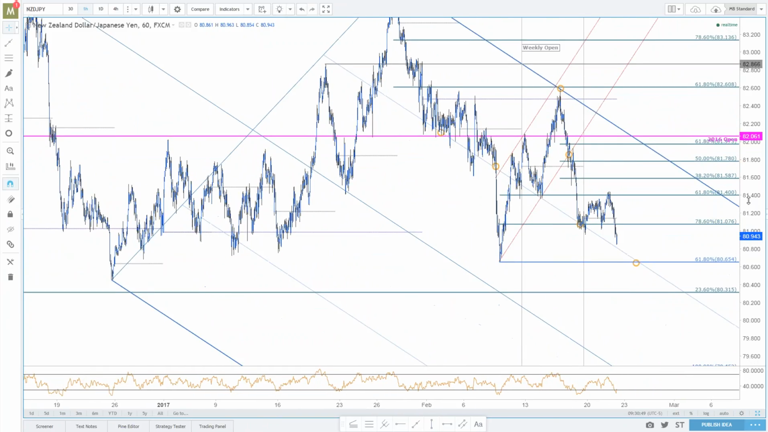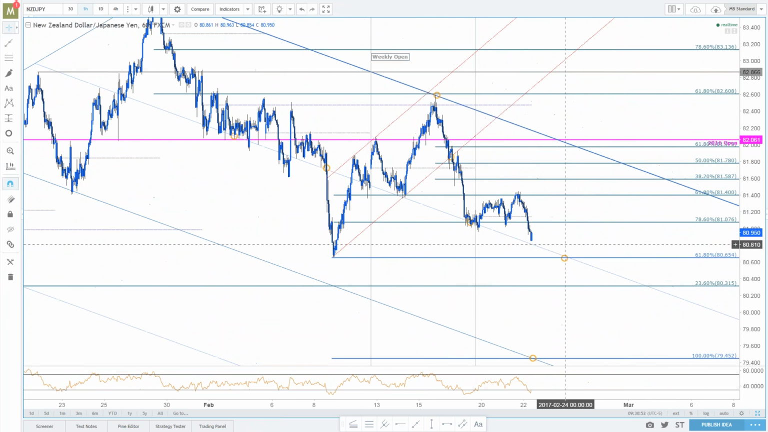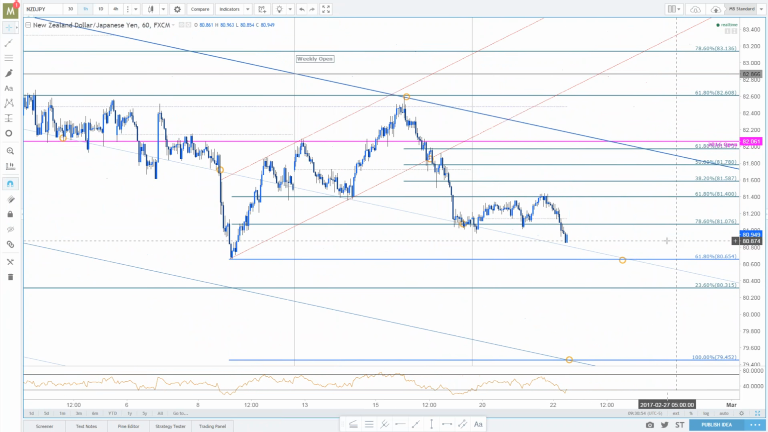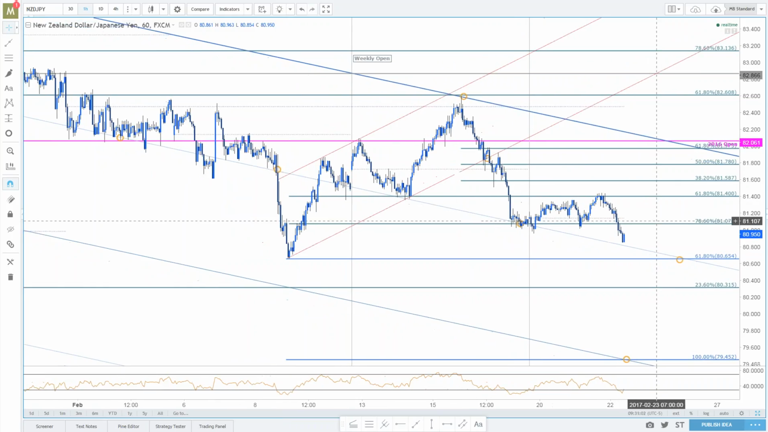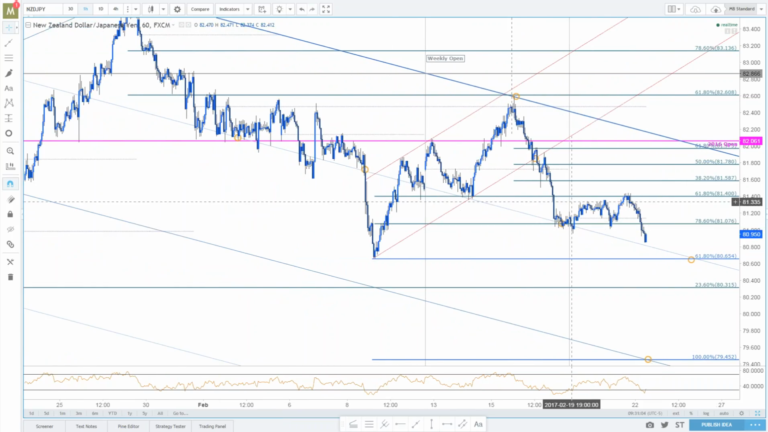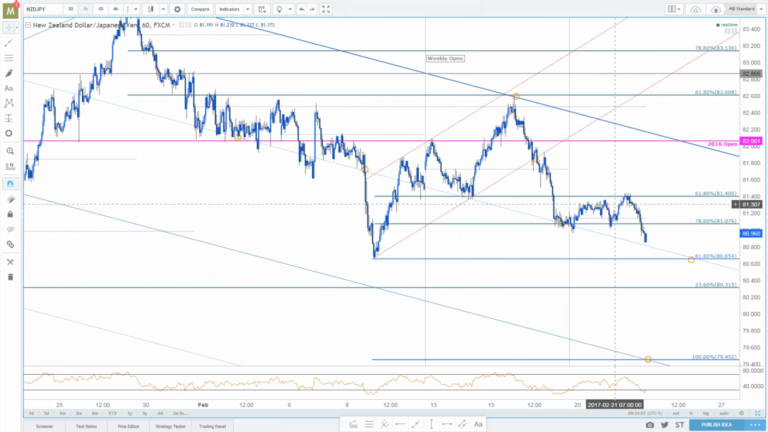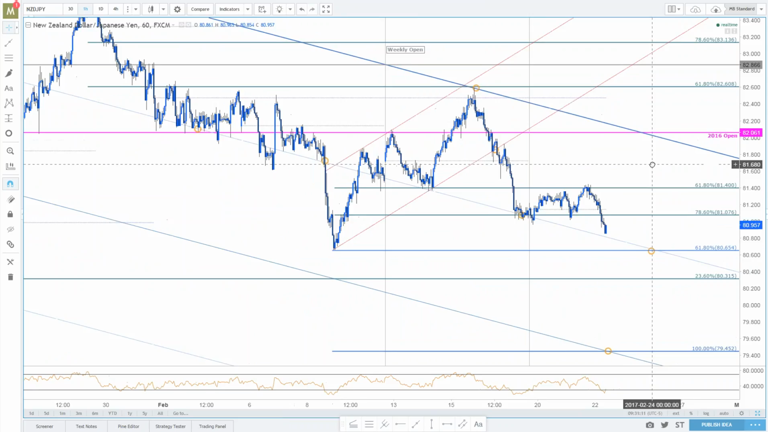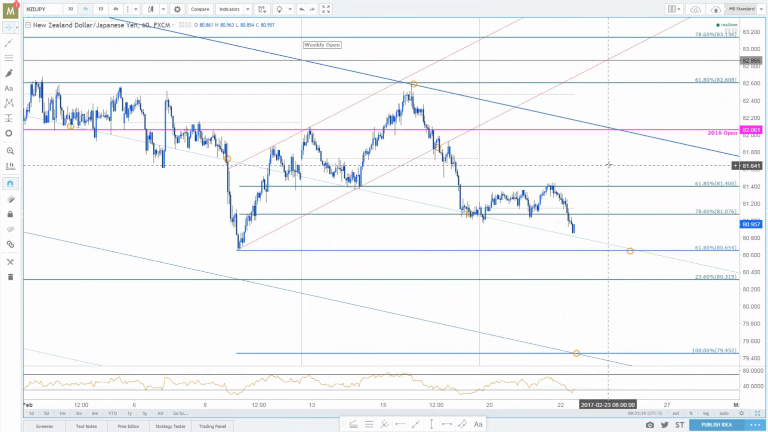If you're holding shorts, you're good. I don't want to tell you to get out of them per se. Immediate resistance is going to be back at 81. 81.14 is the weekly open. As long as you stay below that, I think any short exposure would be all right. At this point, I want to just clean that up, and all the targets will remain unchanged.